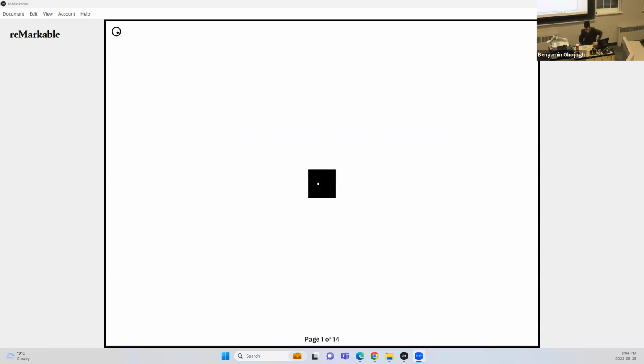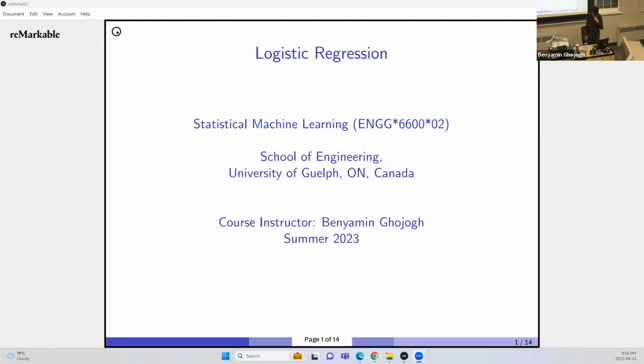Logistic regression. So after this logistic regression, we already have covered most of the basic classification and regression algorithms. Then we'll cover other topics in machine learning, okay? So logistic regression.